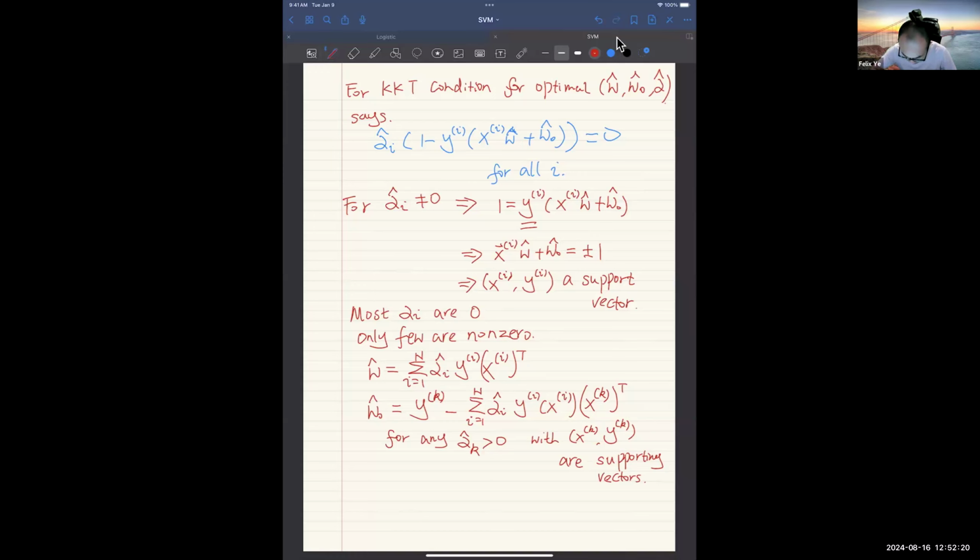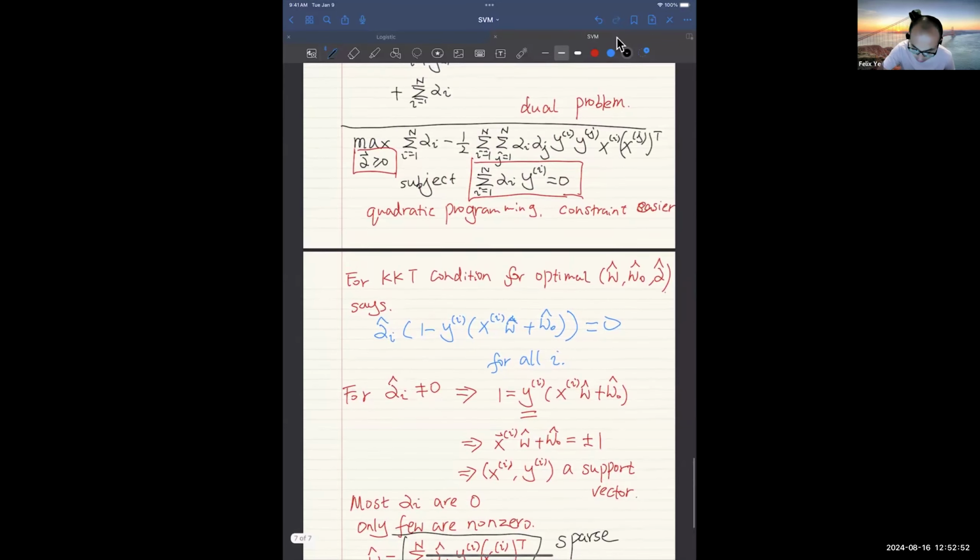Okay, and you can see this is quite ideal because this summation is fast, and most of the alpha i are zeros. Only a very simple component is non-zero. And here you only need to pick one supporting vector, then you can find the intercept automatically. So by the end of the day, all we need to do is solve this dual problem, and it turns out it's easier to solve than the original primal problem.